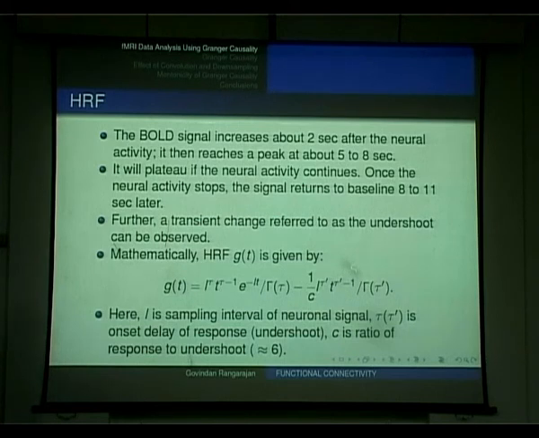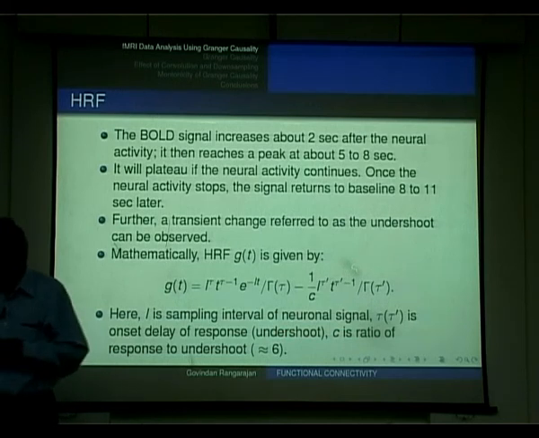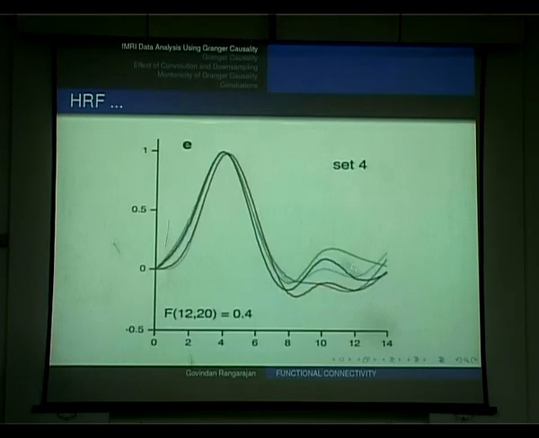And mathematically, one model of this hemodynamic response function is given by this, which is a combination of two gamma functions. But you need not worry about the details, where L is the sampling interval of the neuronal signal, tau is the onset delay, how long it takes for the bold response to begin, and tau prime is the corresponding time for the undershoot, and C is the ratio of the response to the undershoot. So these are various parameters which come into the HRF, and this is how it typically looks. So you have this peak which happens 2 to 4 seconds later, then there is this undershoot.